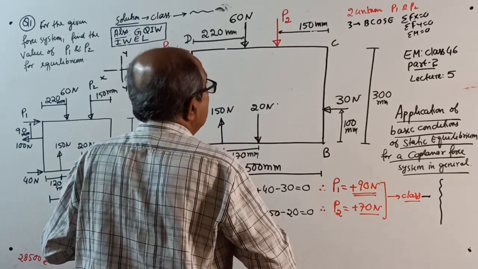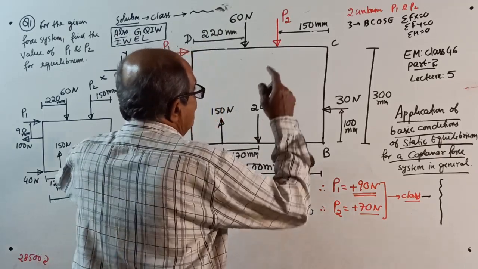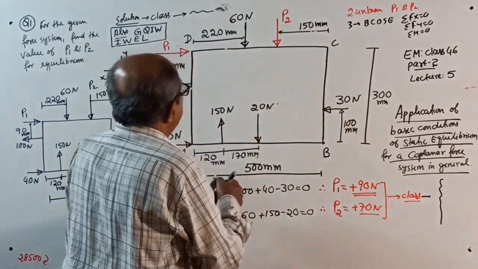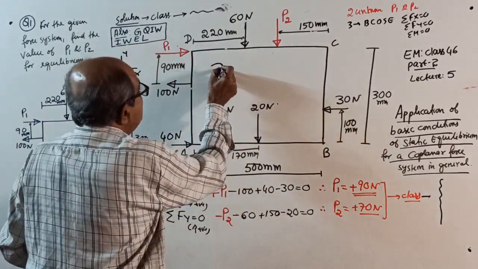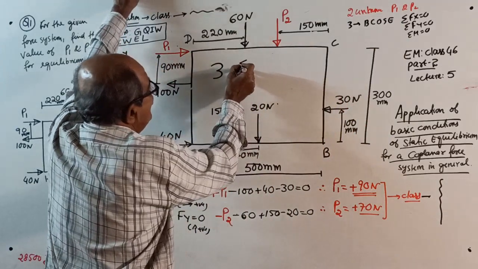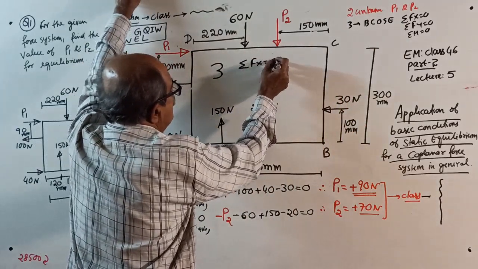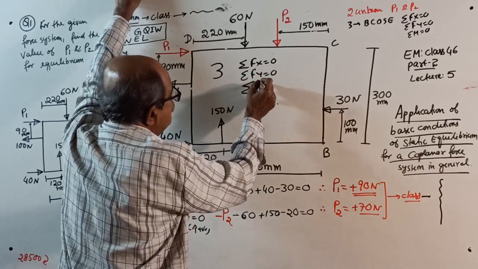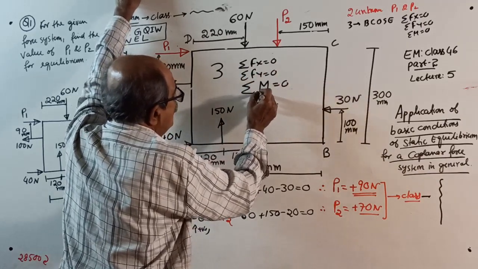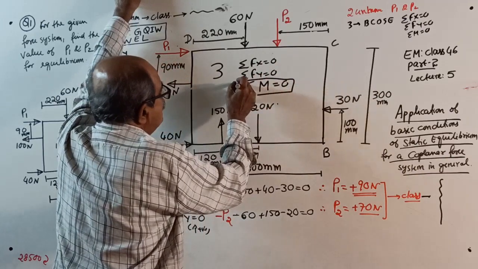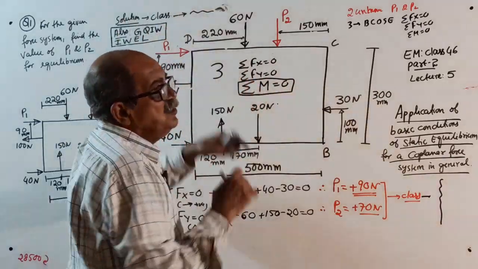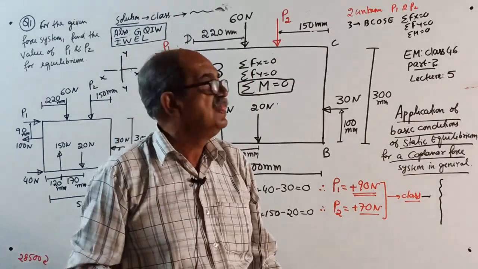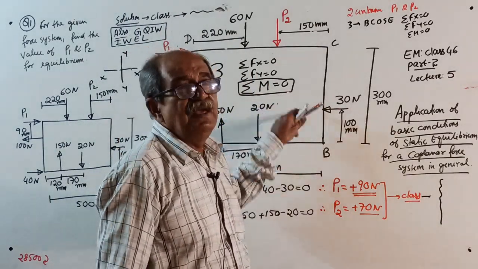Now the concept is very important. We found P1, P2 for equilibrium. There are three basic conditions of static equilibrium, namely sigma Fx = 0, sigma Fy = 0, and sigma M about any point equal to 0. Now, is this condition used? No. That is a mathematical blunder. Is it applicable? Yes, applicable.